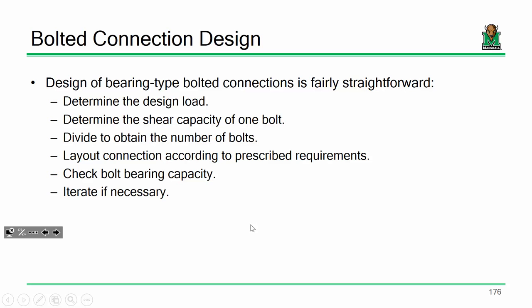So we determine the design load, the factored Pu. We determine the shear capacity of one bolt. We divide to obtain the number of bolts. We do something very similar when we look at welded connections because we take the design load, then we determine the capacity of a single inch of weld, and then we divide to say, well, how many inches do we need? It's that simple.